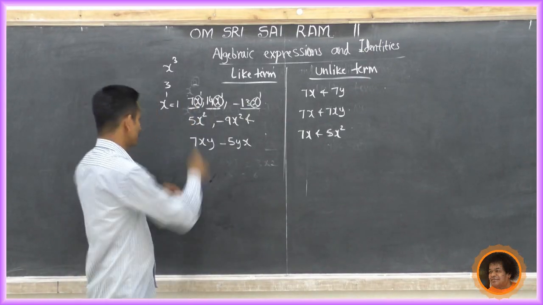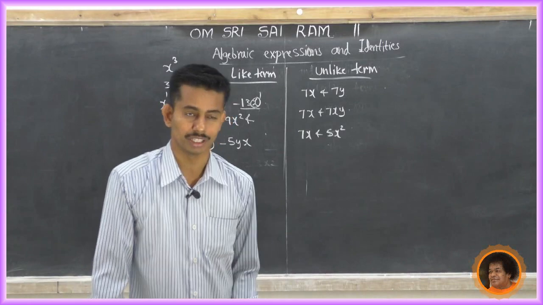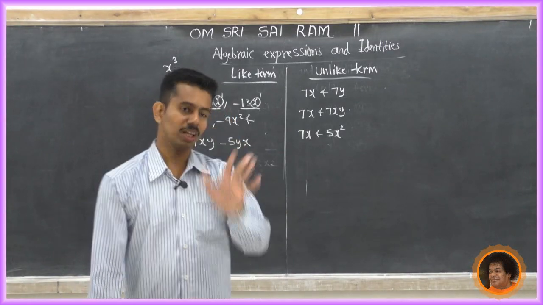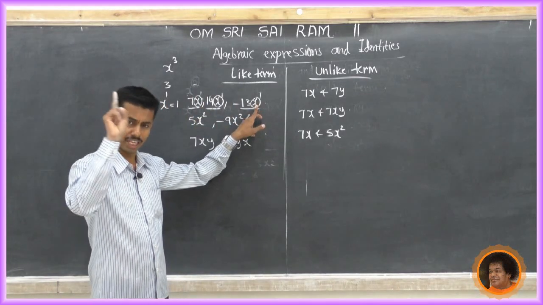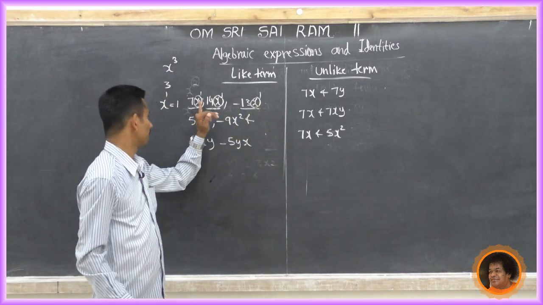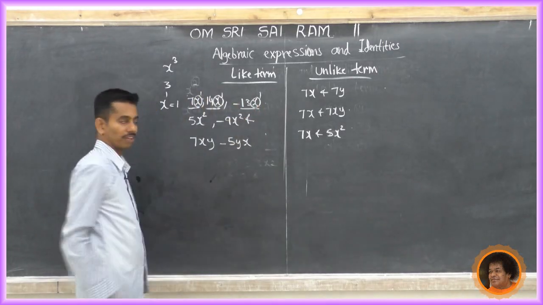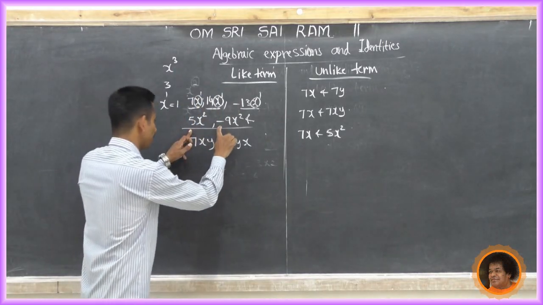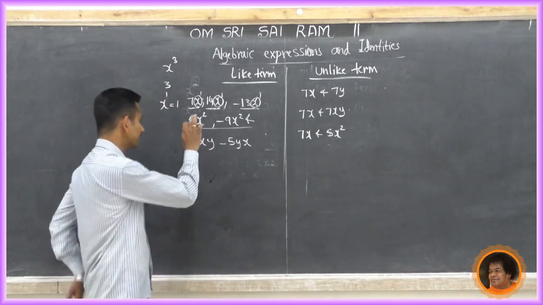One question arises: 7, 14, minus 13, the numerical coefficients are different. No problem. Like terms require only the same variable and equal exponents. Therefore, they are a group of like terms. Look at the second example: 5x squared and minus 9x squared. Is it an example of like terms? Yes, it is also a like term.